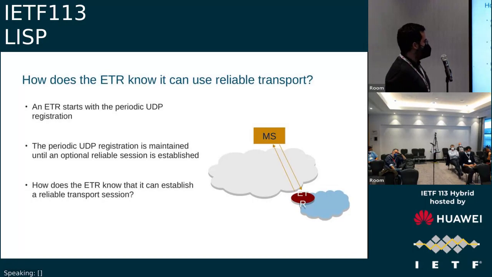So the problem is an ETR that wants to use reliable transfer but doesn't know if the map server supports it. By default, the ETR is going to always start with UDP map registers. That is what the protocol specifies. And at some point, it needs to do something, so it can switch to reliable transport if the map server supports it too. So how can we deal with this? Next.